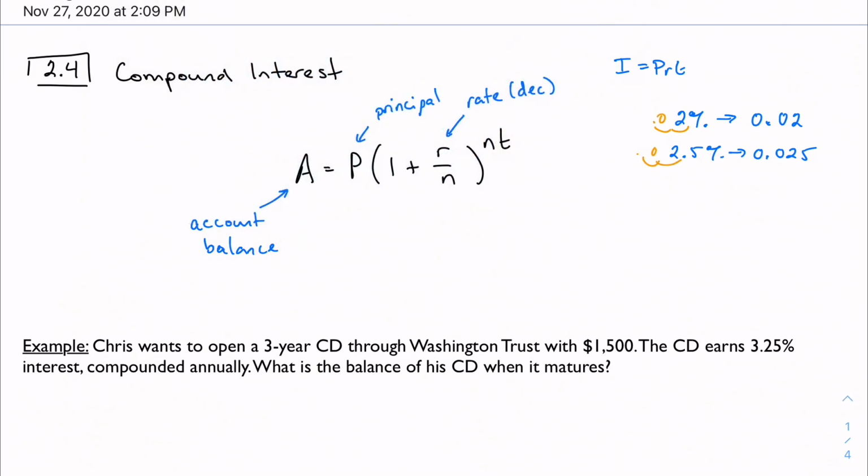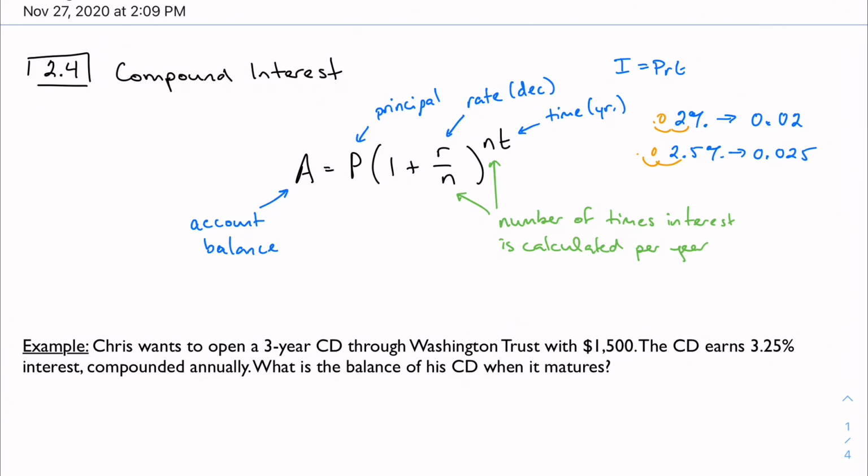T is still time in years, but this N is new. This N represents the number of times interest is calculated per year.